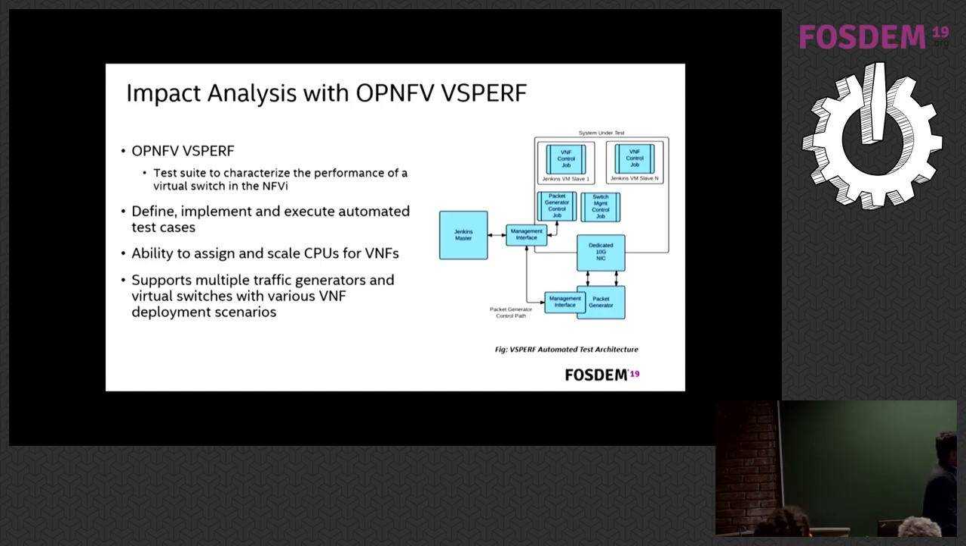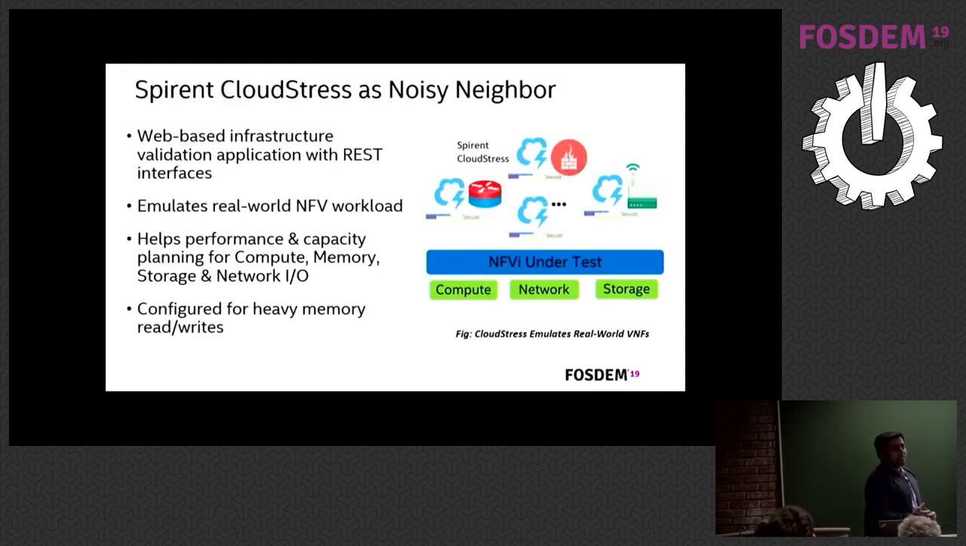So a simple case would be a simple application running in a VNF, with your virtual switch and a dedicated 10 gig NIC. In our case, we used Spirent Cloud Stress as a noisy neighbor. A noisy neighbor, in this example, does a lot of cache thrashing, a lot of reads and writes.